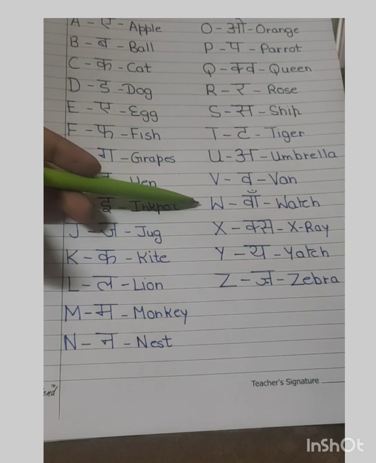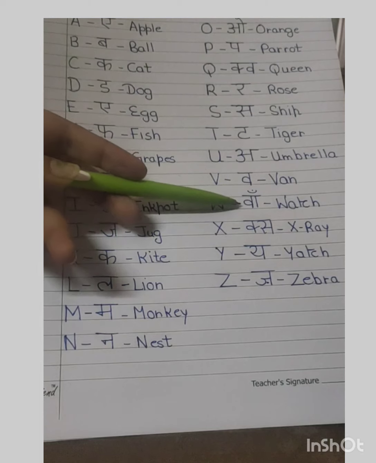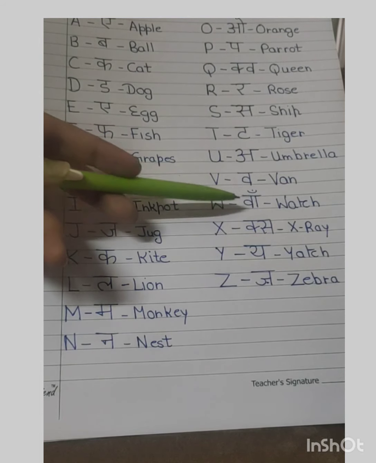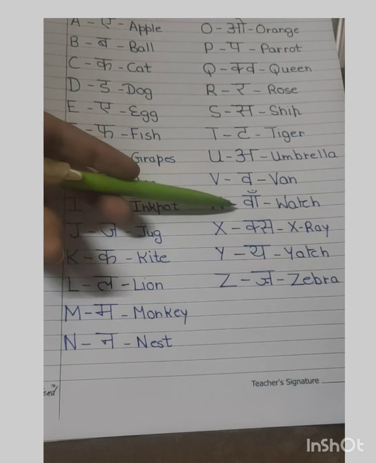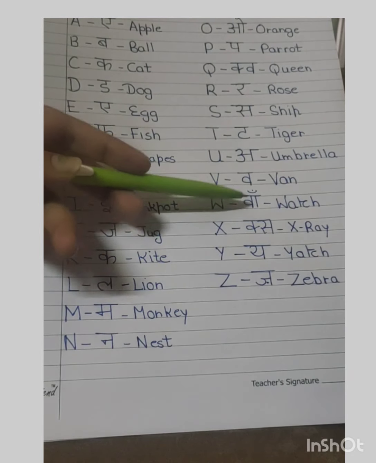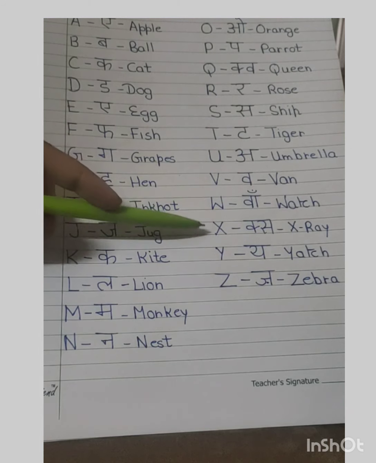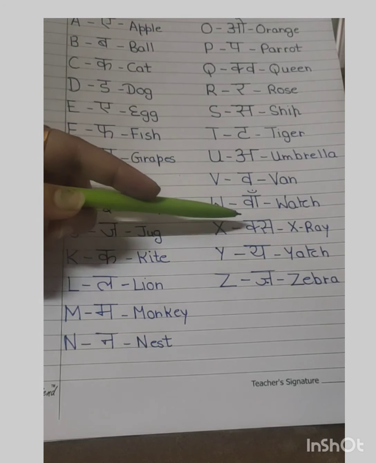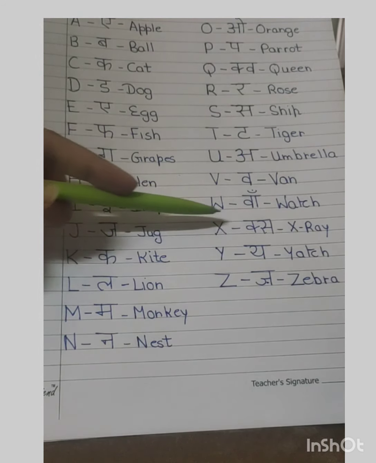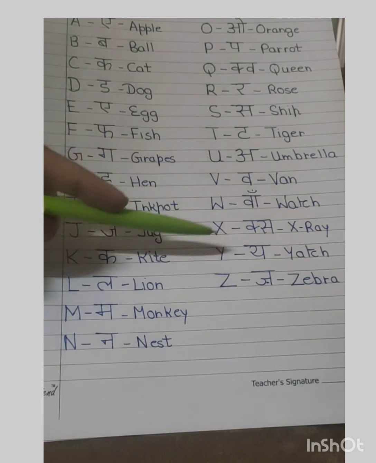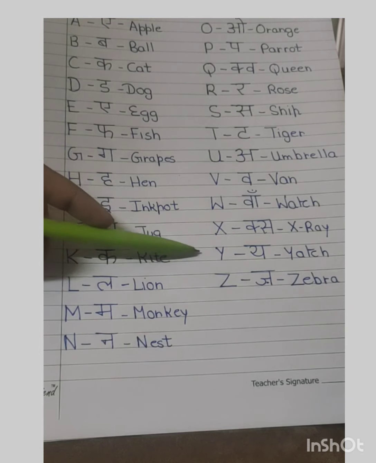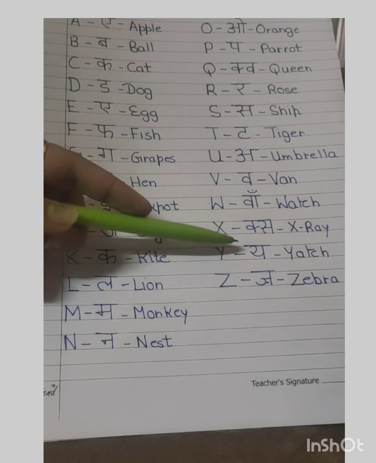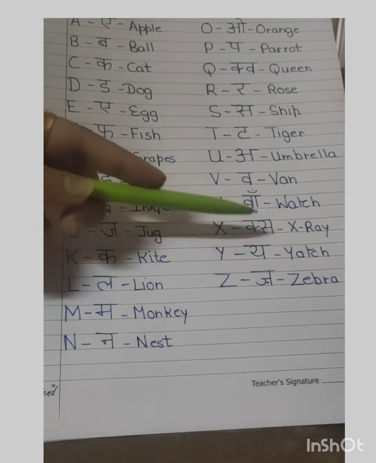Now next alphabet is W. So here the sound of W is wa. W, wa, watch. W, wa, window. W, wa, woman. Okay, next is X. The sound of X is always X, the same as it is written. X, X, X-ray. X, X, Xmas tree. Next is Y. The sound of Y is Y. Y, Y, yacht. Y, Y, yellow. Y, Y, yo-yo.